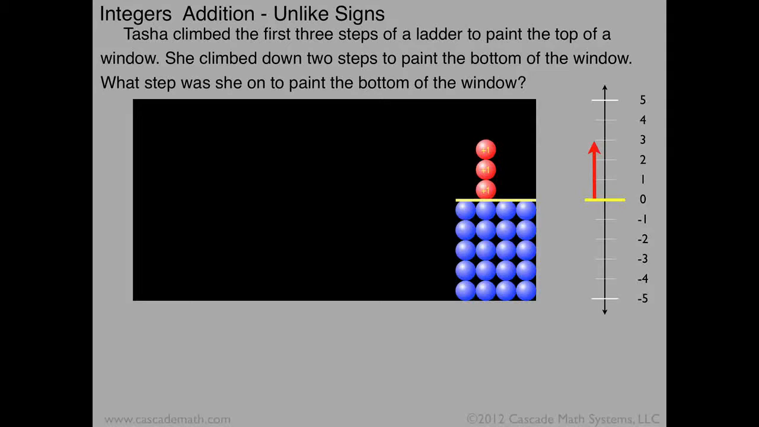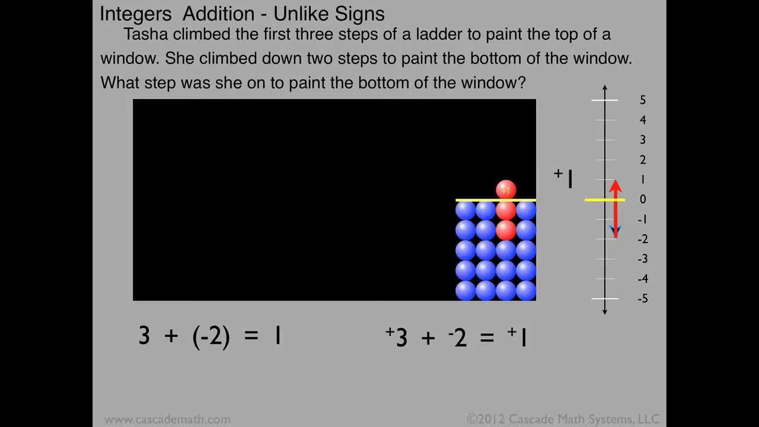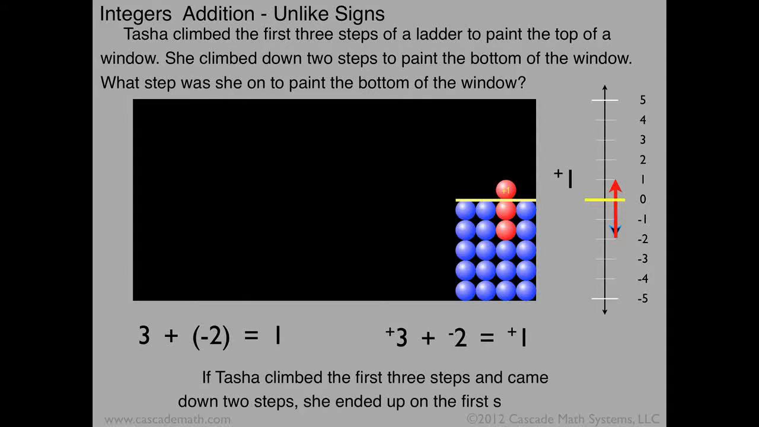Since she then stepped down 2 steps, I represent this as a negative 2 by making 2 empty spaces. Negative 1, negative 2. Now I add them together to find what step Tasha painted from. Positive 3 plus negative 2 equals positive 1. If Tasha climbed the first 3 steps and came down 2 steps, she ended up on the first step.